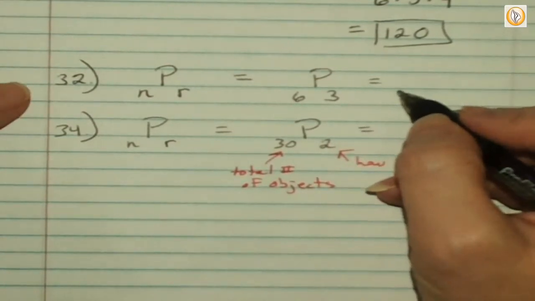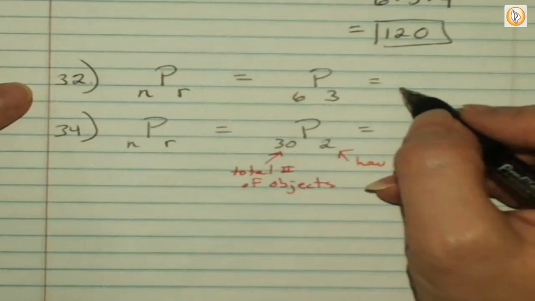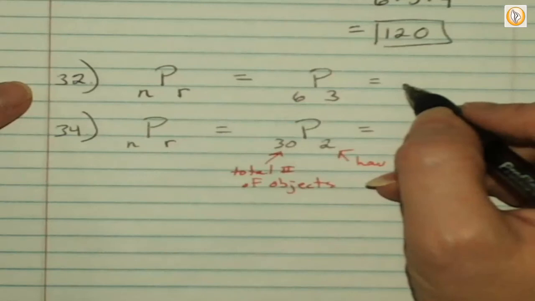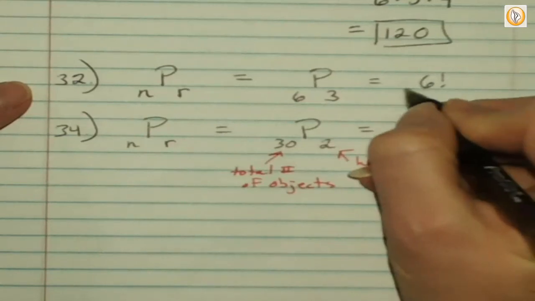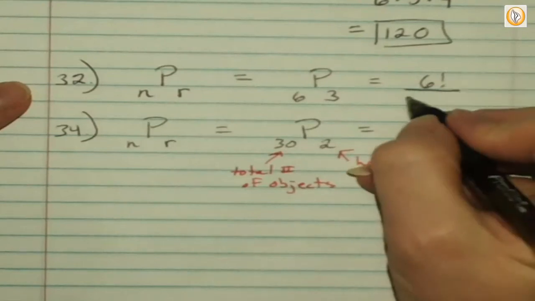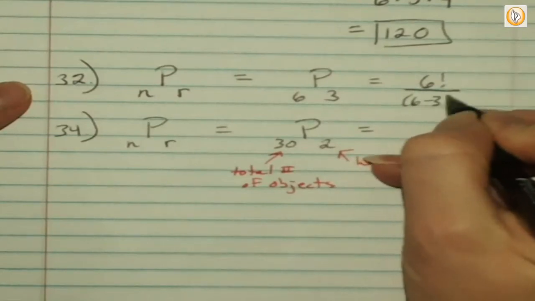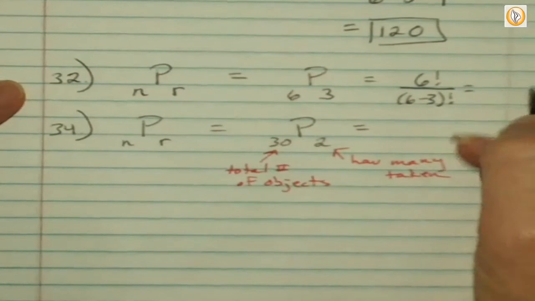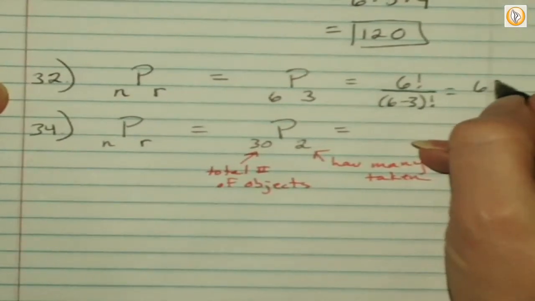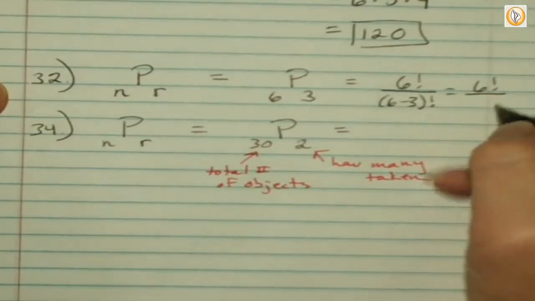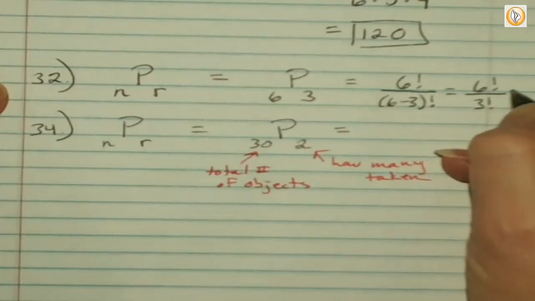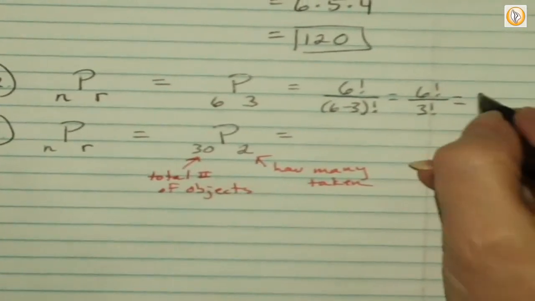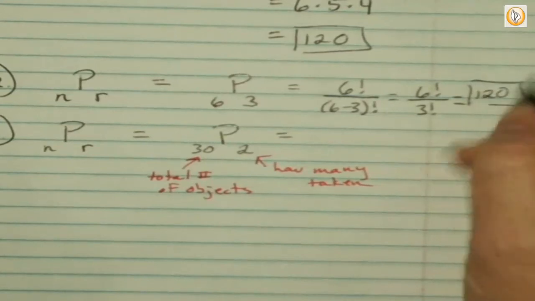Did anyone figure that out? It would be 6 factorial over 6 minus 3 factorial. So 6 factorial over 3 factorial, and you get 120. It's just like the one we did up there.